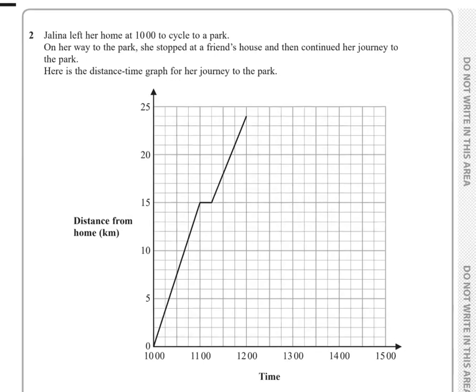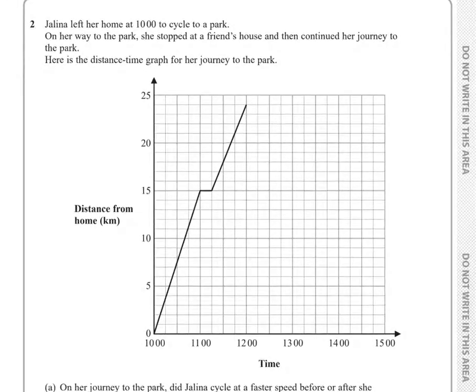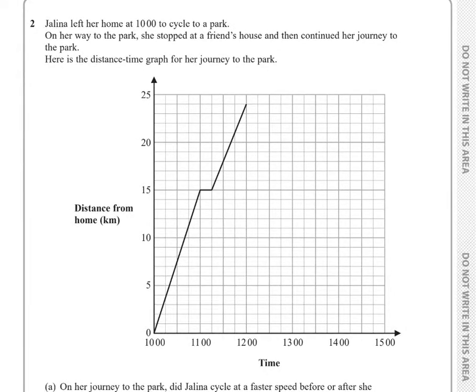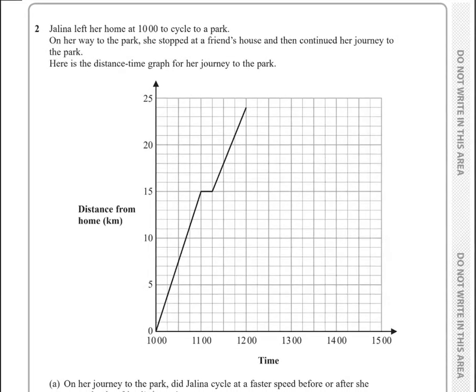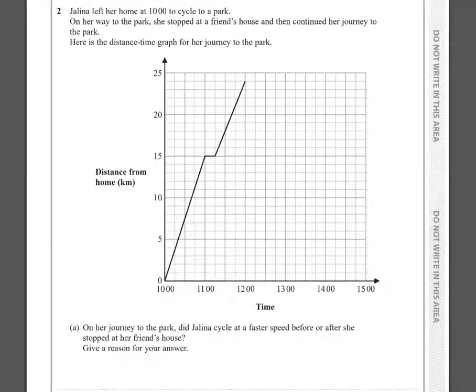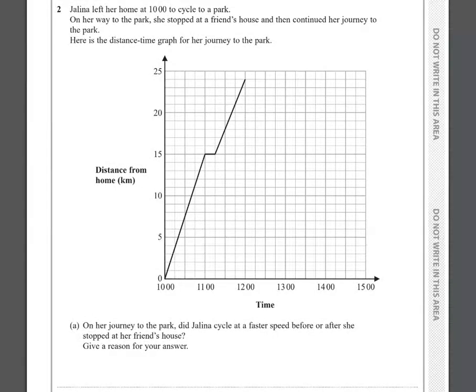So, Jolena left her home at 10 a.m., cycled to a park. On her way she stopped at a friend's house and then continued her journey to the park. Here's the distance time graph. On her journey to the park, did Jolena cycle at a faster speed before or after she stopped?